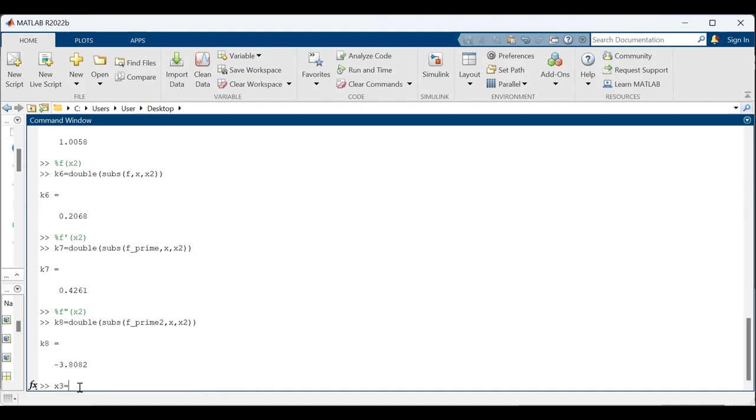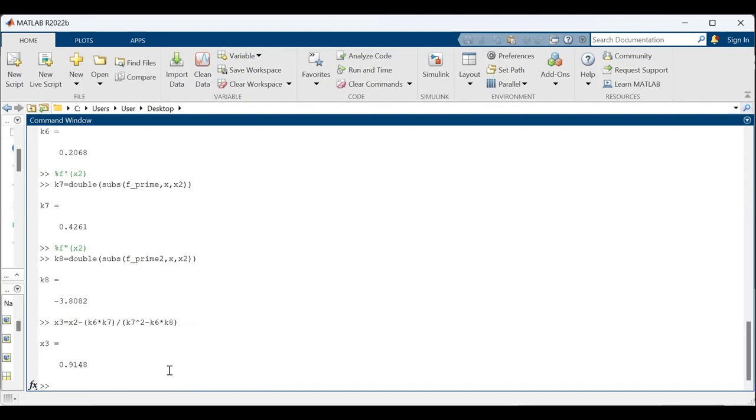Okay, so a couple of iterations you need to do, right? So x3 is simply x2 minus the product of f of x2, which we're calling k6, times f prime of x2, which is k7, divided by f prime of x2 squared, which is k7 squared, minus f of x2, which is k6, times the second derivative, k8. So what is my x3? You see this value keeps on reducing, isn't it? So obviously we're approaching that pi over 4. So 0.9184. This value keeps on reducing.